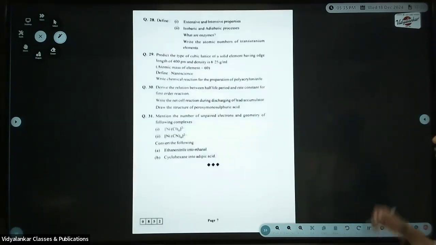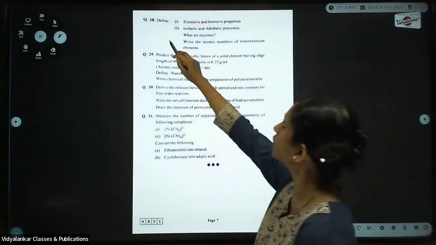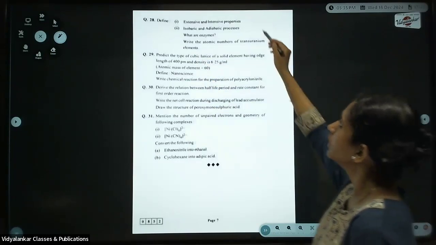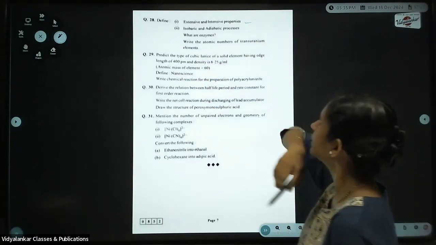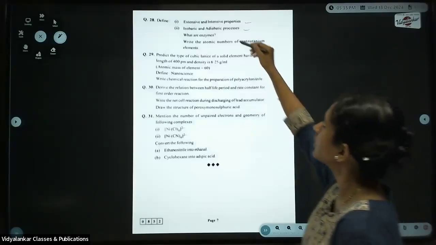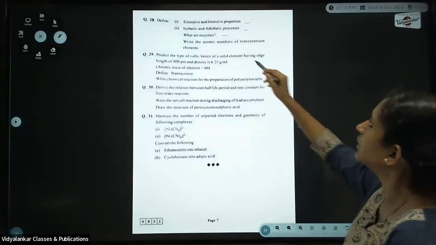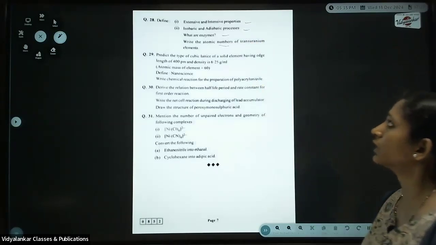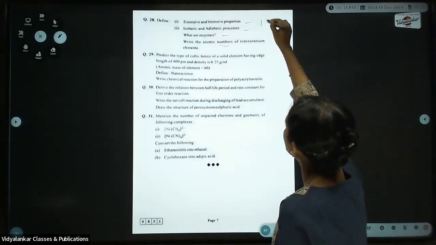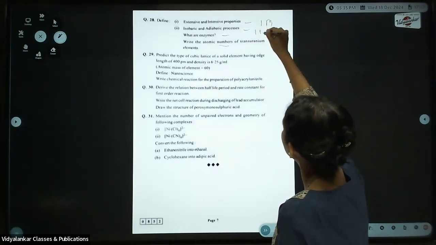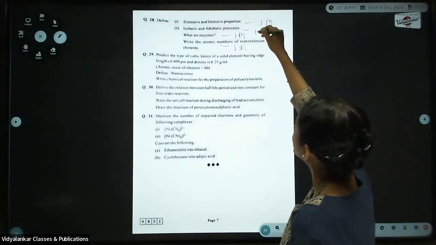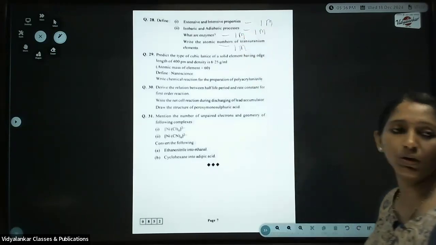Similarly, if you observe the next question, question number 28, see how many questions are involved. Here, the extensive and intensive properties, then isobaric and adiabatic processes, then what are enzymes, and then write the atomic numbers for transuranium elements. Each question is for 1 mark. So here the 4 mark distribution is 1 plus 1 plus 1 plus 1.